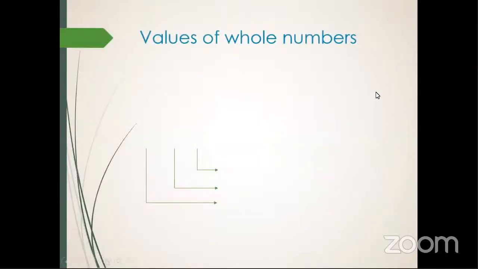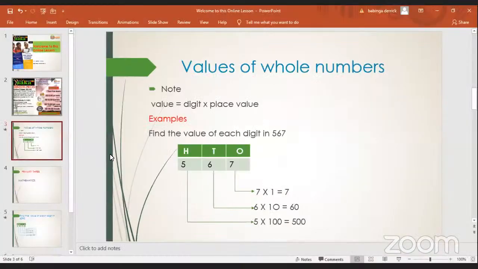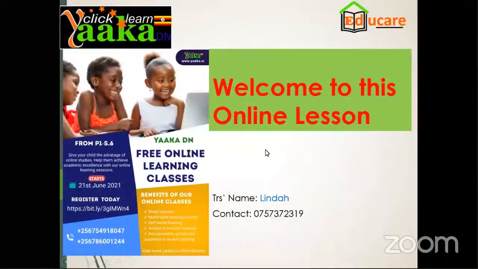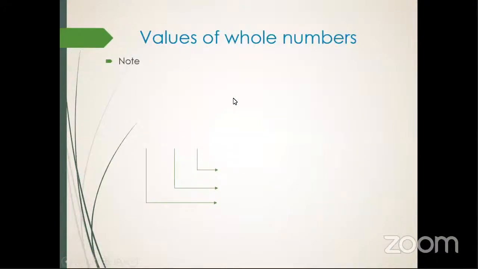Primary 3 mathematics, and we are going to look at values of whole numbers. When they talk about values, they mean the weight of that number given to you according to its position. And how do we get value? A value is got by multiplying a digit times its place value.